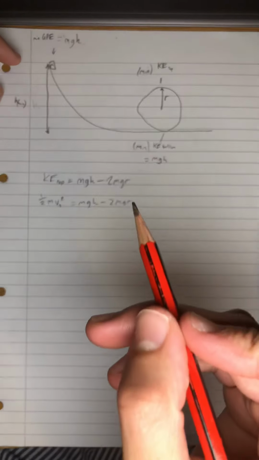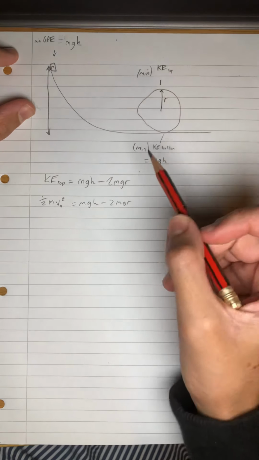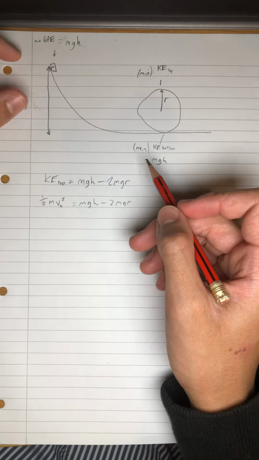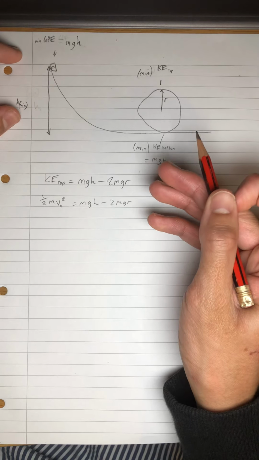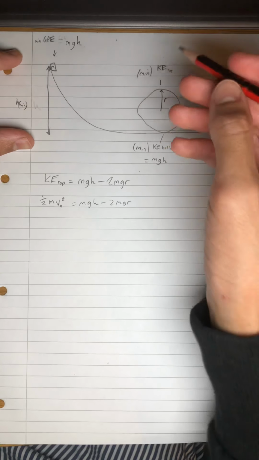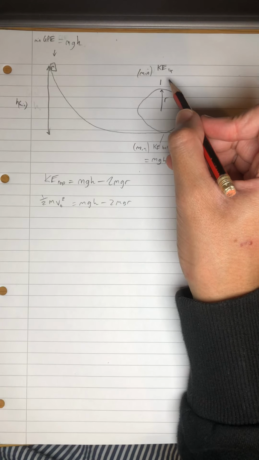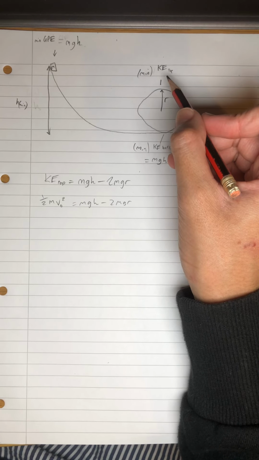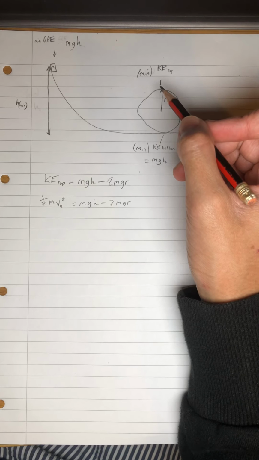Now, the GPE at the top is just mgh, and the kinetic energy at the bottom is also mgh, because kinetic energy at the bottom equals GPE at the top. But now we're going to look at the KE at the top of the loop-de-loop, or the minimum KE that you need at the top of the loop-de-loop to make it all the way around.